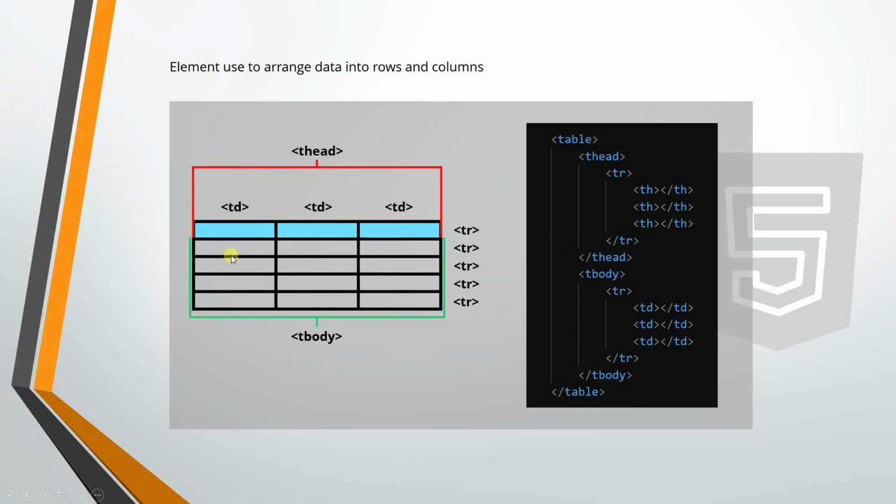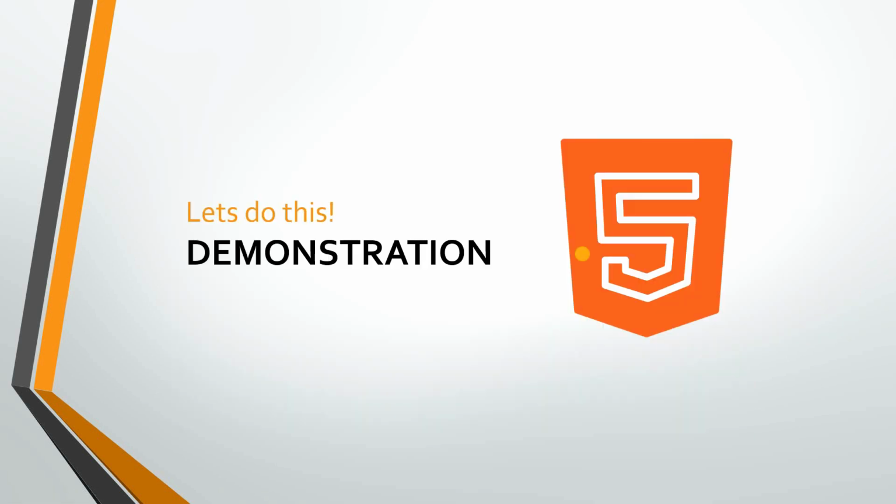So next is this part. The green part is the body of our table, which is the tbody. Inside the tbody, there is always a table row and a table data. So let's go to our demonstration.